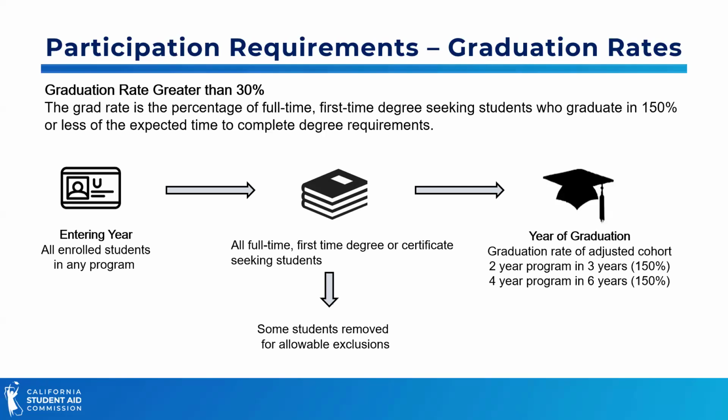So when we say 150% of the expected time to complete degree requirements, we mean for a 2-year program that they must graduate within 3 years, or 150% of that time frame. And for students in a 4-year degree program, they must be graduating within 6 years, or again, 150% of that time frame. So as long as the school has a graduation rate greater than 30% for their students, then they also meet this requirement in order to administer Cal Grant.